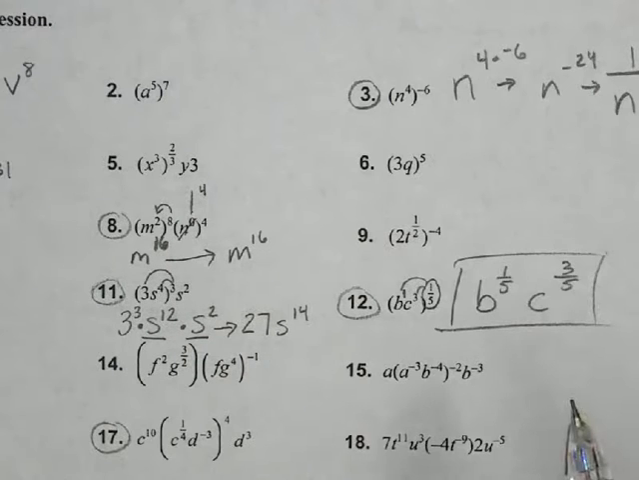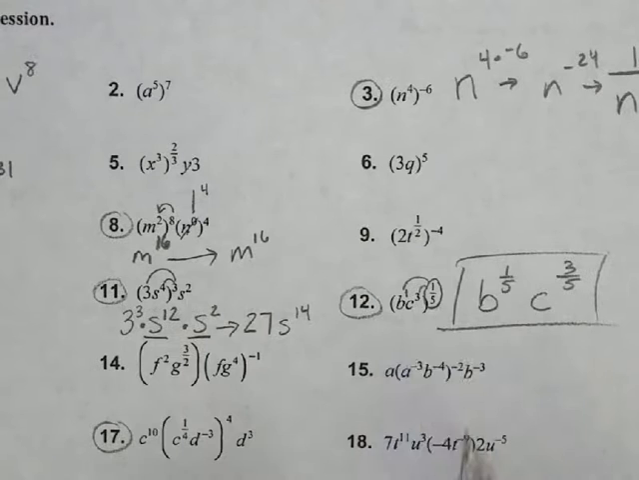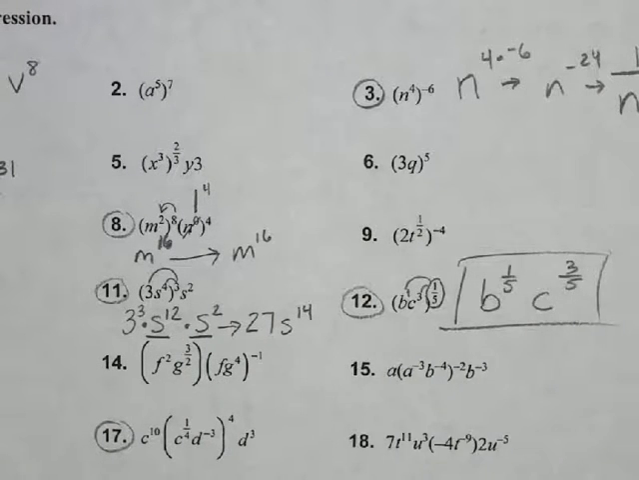b to the 1/5, c to the 3/5. And that's all we're doing. So it might look a little silly, but that's all we're doing for now.